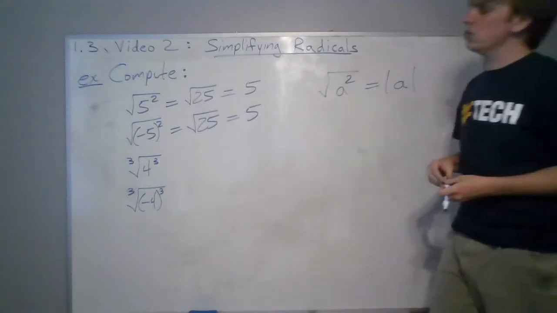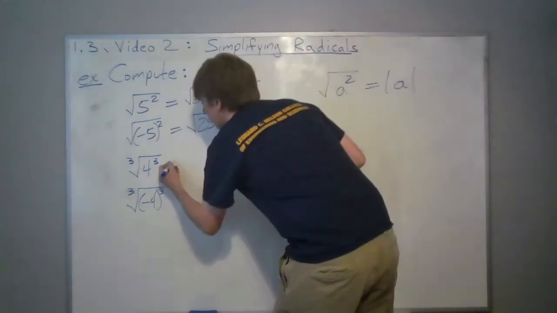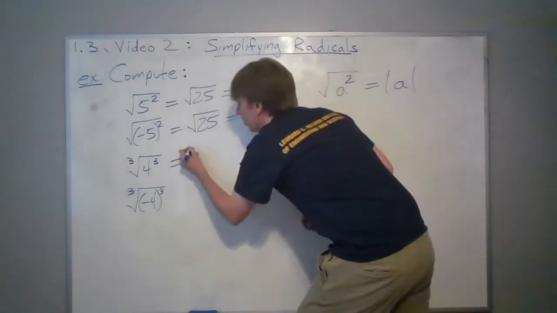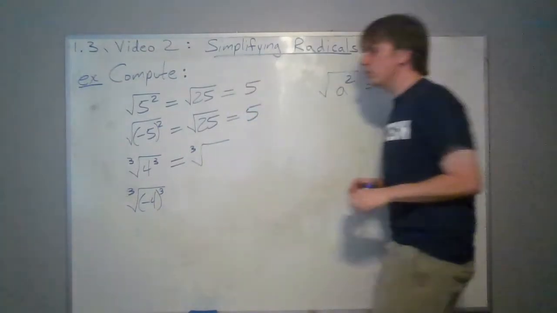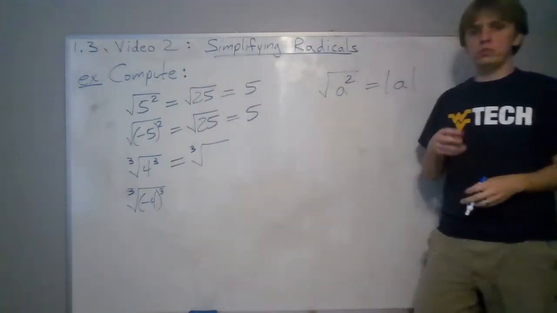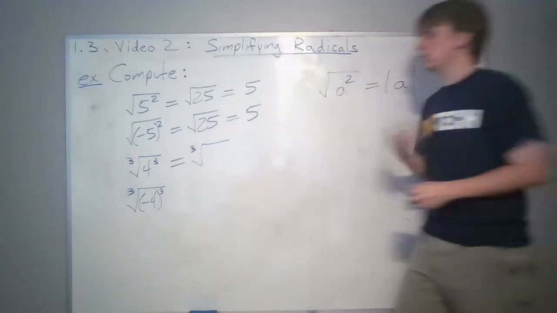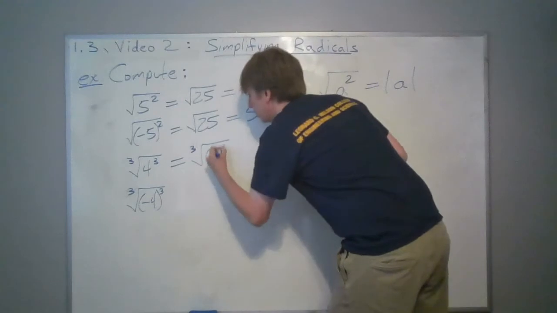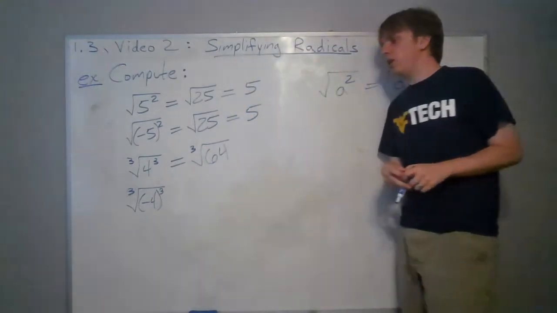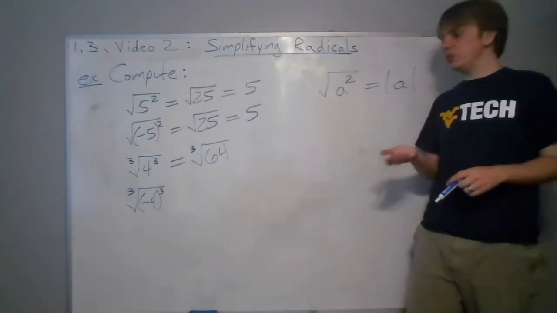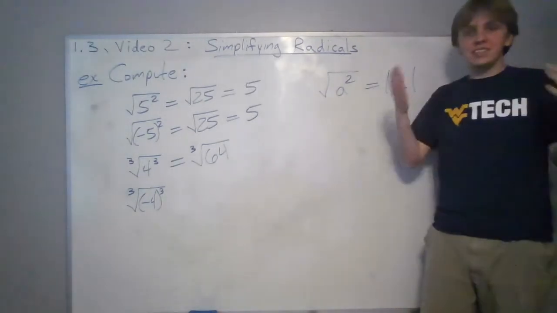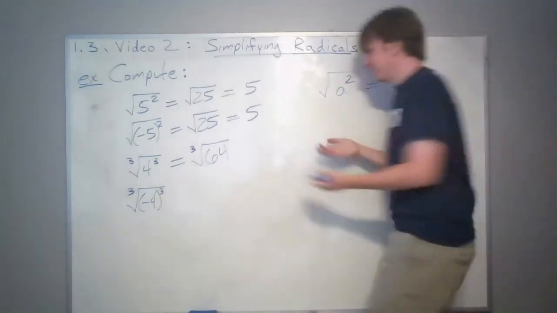Let's see if the same thing holds true for cube roots. So the cube root of 4 cubed. 4 cubed would be 4 times 4 times 4. 4 times 4 is 16. And 16 times 4 is 64. And then the cube root of 64, you're asking yourself, what number times itself 3 times spits out 64? We just did it. It was 4. So the answer is going to be 4.